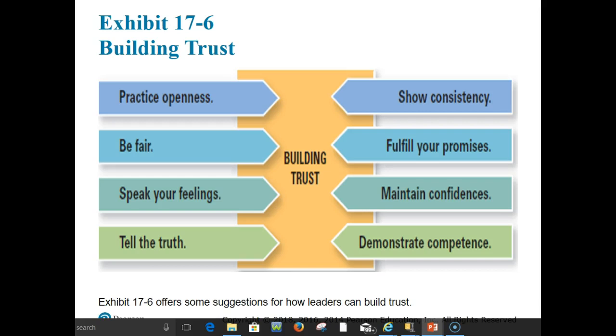So given the importance of trust to effective leadership, how can leaders build trust? So Exhibit 17-6 here lists some suggestions. So, you want to be transparent, so you want to practice openness. Be fair. Speak your feelings. Tell the truth. Show consistency. Fulfill your promises. Do what you say you're going to do. Maintain confidences and demonstrate competence.